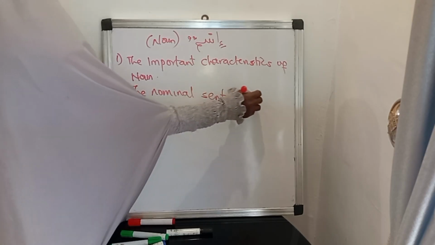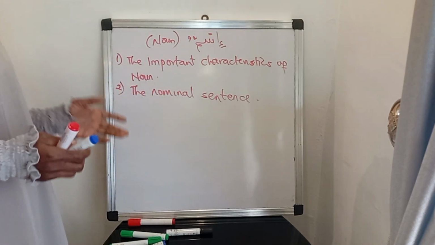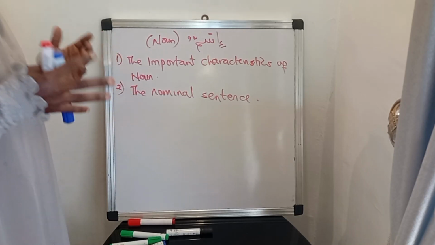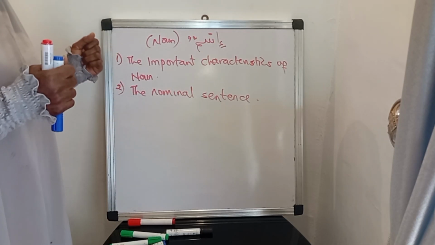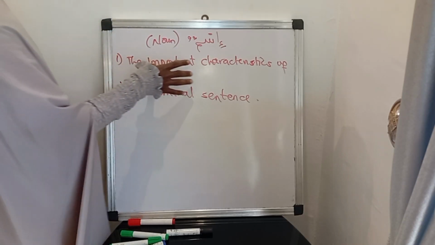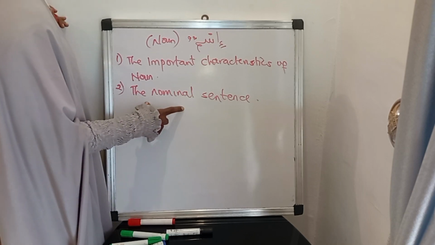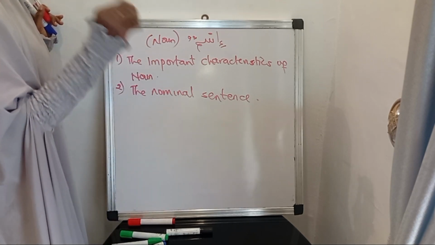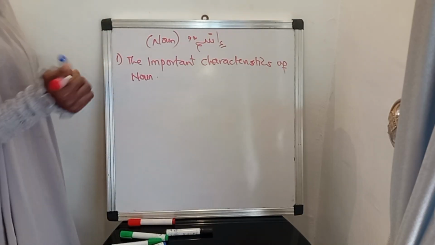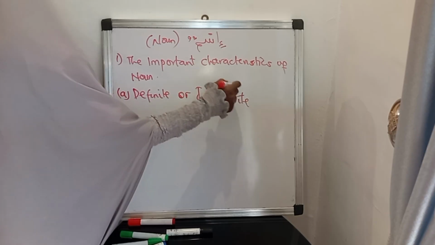Because we are talking about noun, we need to know the important characteristics of noun, because when you see a noun, how will you be able to differentiate it from verb in Arabic? How will you be able to differentiate it from particles in Arabic? So we are going to look at the important characteristics of noun, and the reason why I want us to look at this is to see how a noun is used in a sentence. And what's the first characteristic? They are either definite or indefinite.